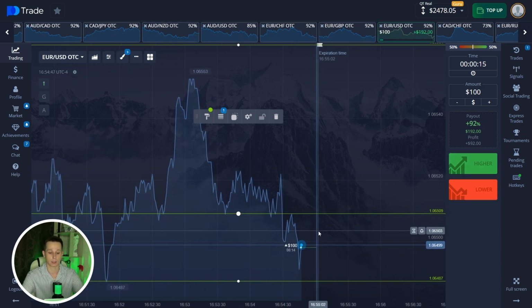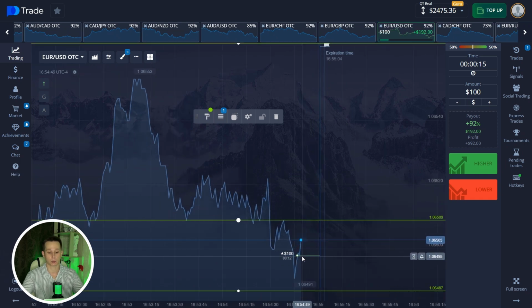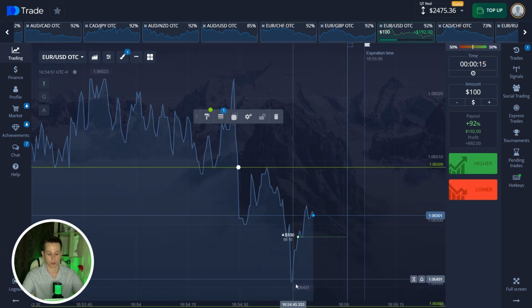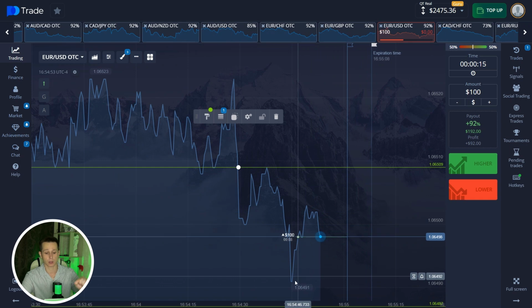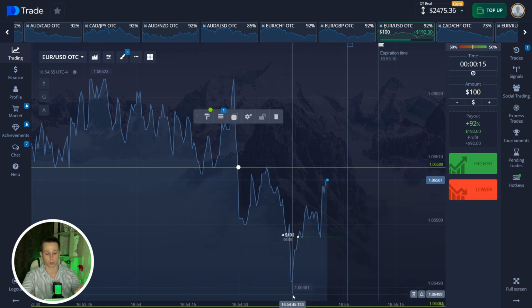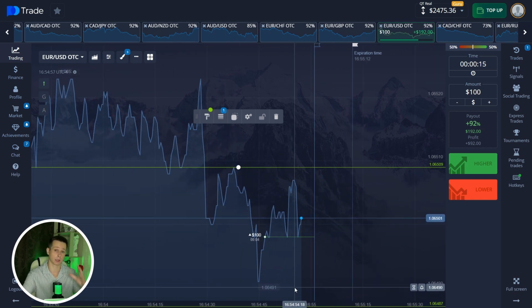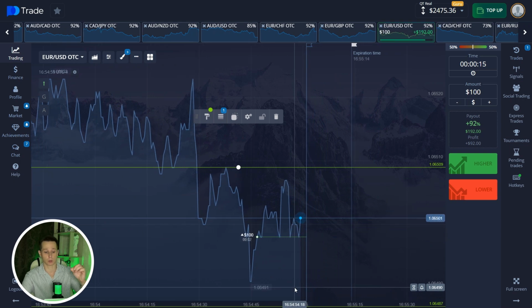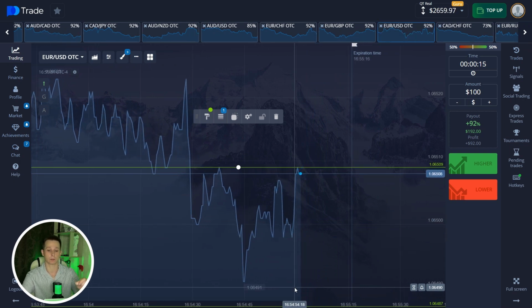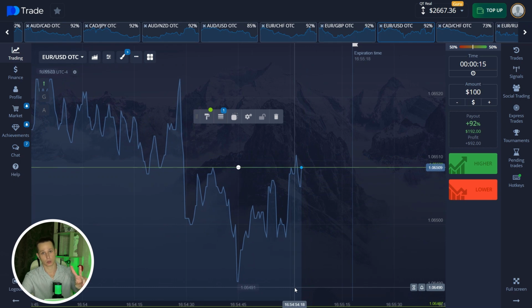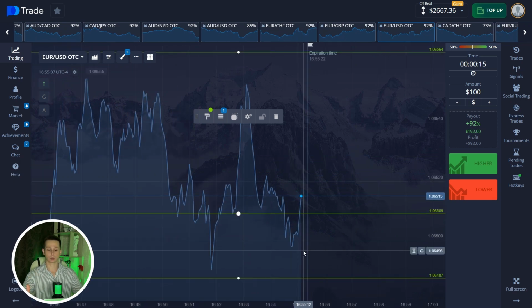Here, the movement is happening, and at this reversal point, I open a trade. So you can clearly observe that the price has actually touched this support level. And right after this touch, after a sharp impulse downwards, we have a reverse impulse. The second trade is plus $92. It's a very simple situation.